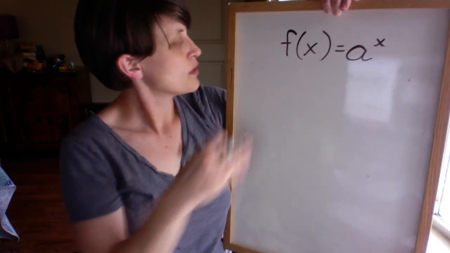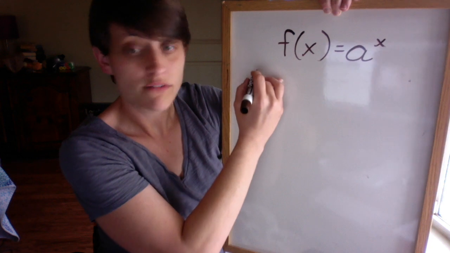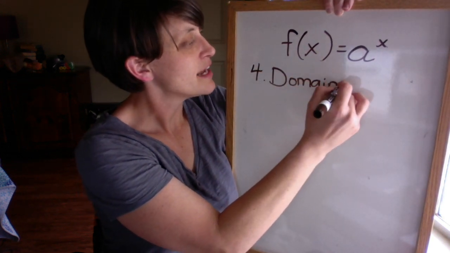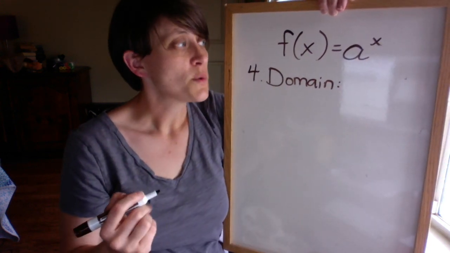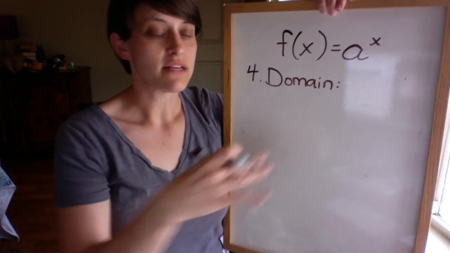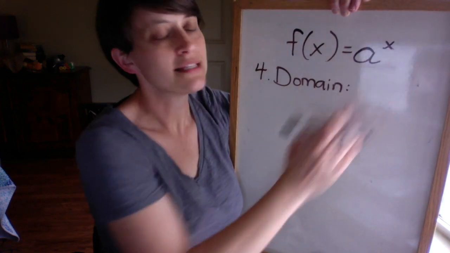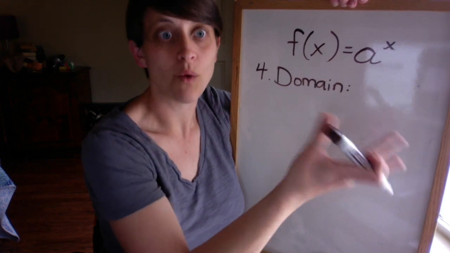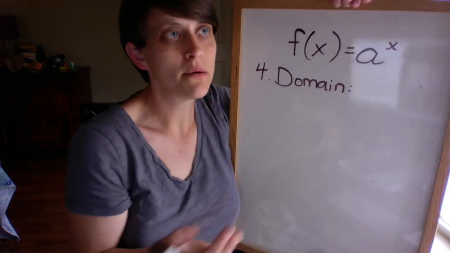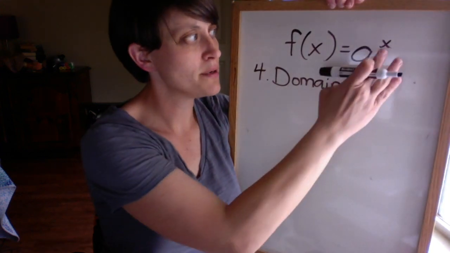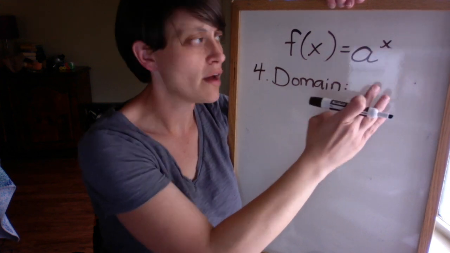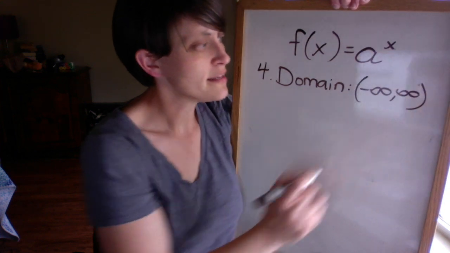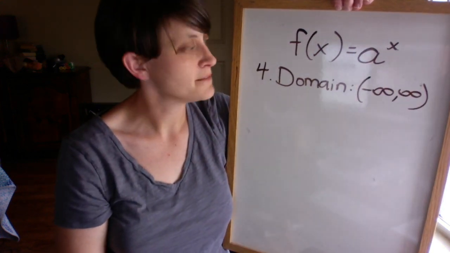All right, but we have some more. The domain of an exponential function is always going to be negative infinity to positive infinity. Because remember, the domain represents the values of x for which we have an output, a y that goes with it. Well, an exponent can be any number we want. We're allowed to put any number in for x here if we want. So our domain is always negative infinity to positive infinity.